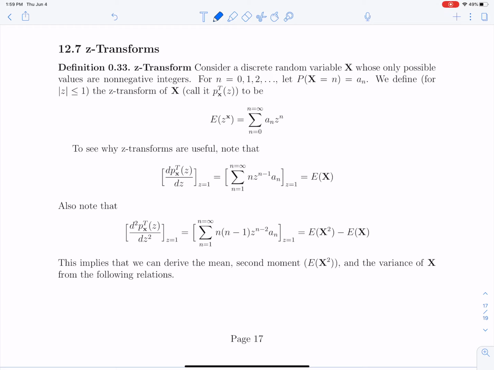A Z transform is for a random variable whose only possible values are non-negative integers, so only positive integers. For n equals 0 and 2, we let p of x equal n, which would give us a sub n. So we must define that the absolute value of z is always less than or equal to 1, but it's also not negative. So that's why we put it in absolute value sign. So it is still a probability, but it can have negative values.